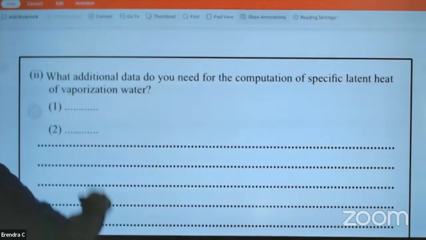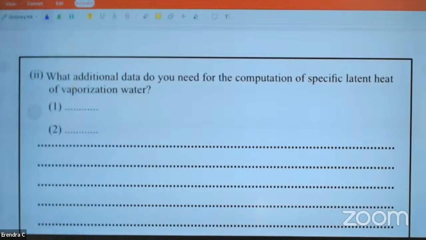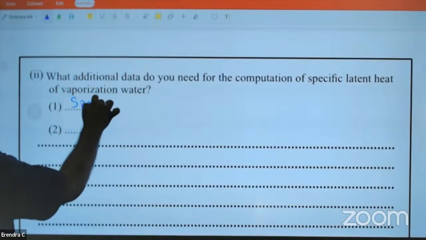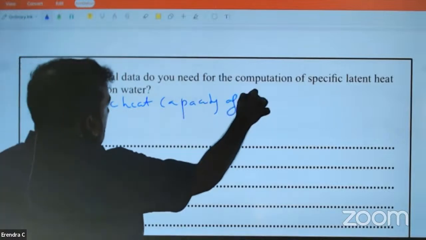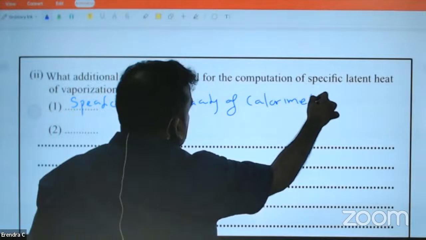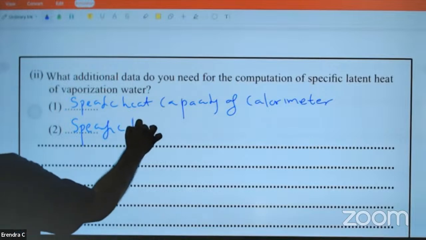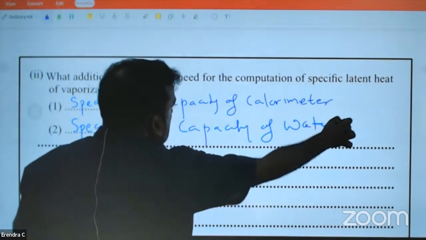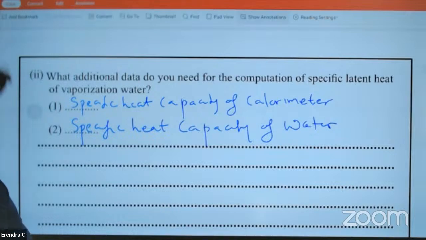What additional data will you need to compute the specific latent heat of vaporization? You will need the specific heat capacity of the calorimeter, and the specific heat capacity of water.